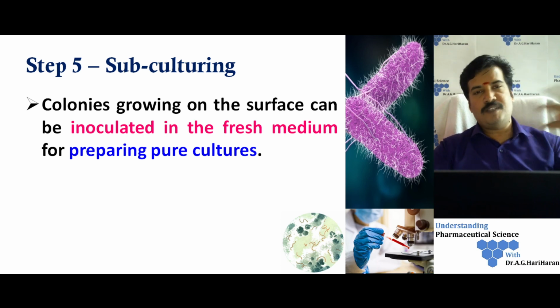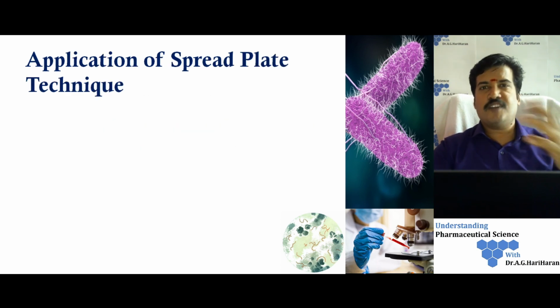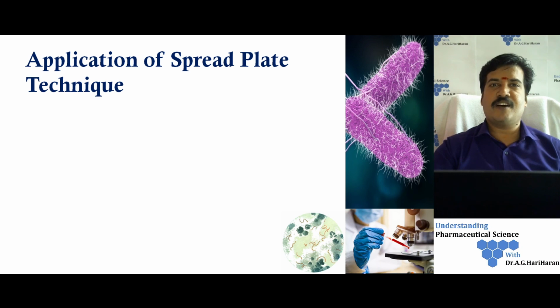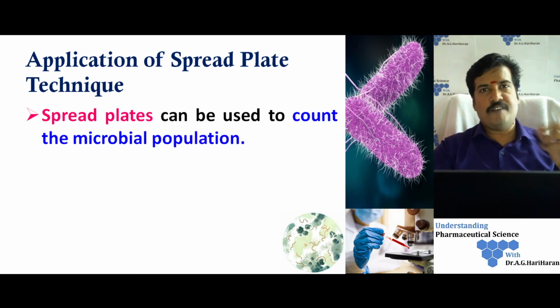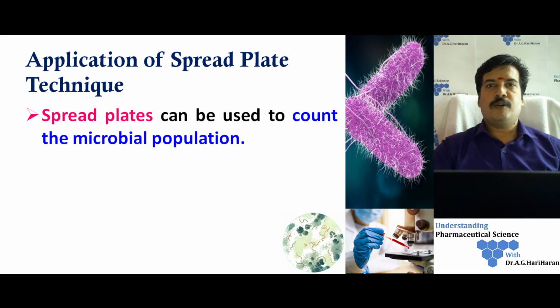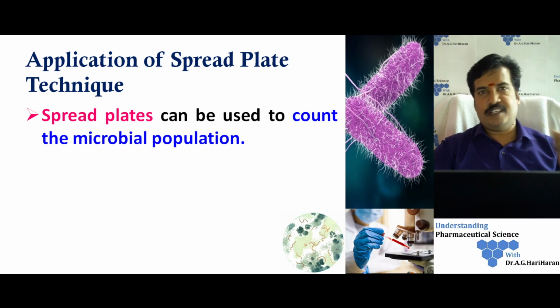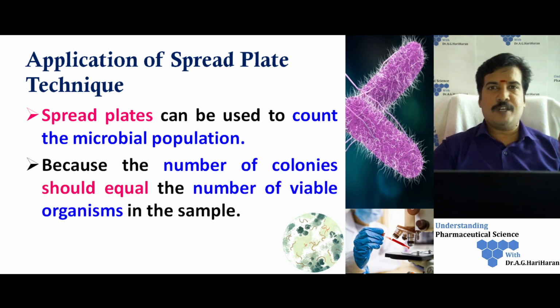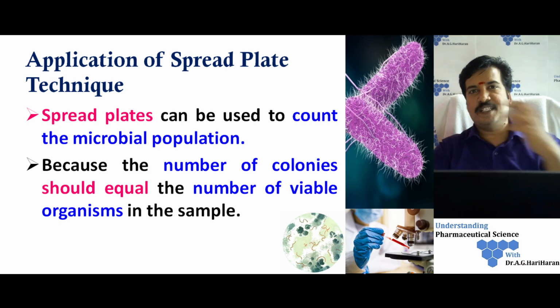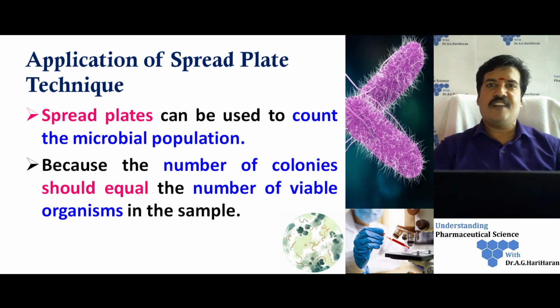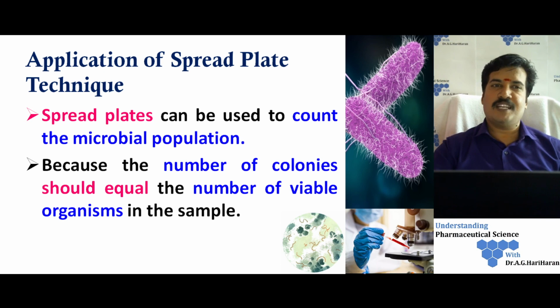Apart from the isolation of pure culture, there are different applications of the spread plate technique available. One, we can use it to study the viable count of the organism. The viable count means the microbial organisms which are living. Only living cells have the ability to divide. So by performing the spread plate technique, the number of colonies will be equal to the number of viable cells. So we can easily identify the colony forming units from the given sample.